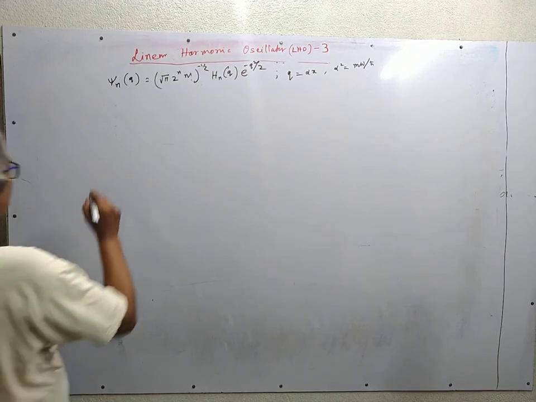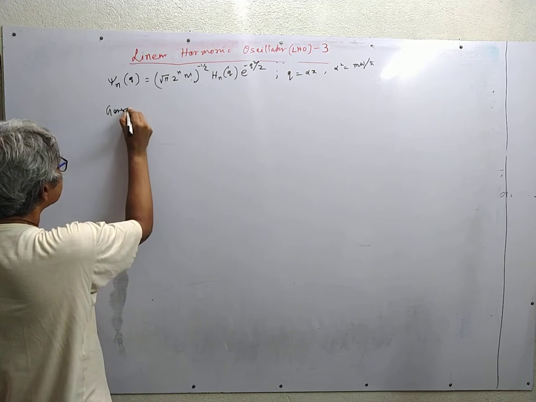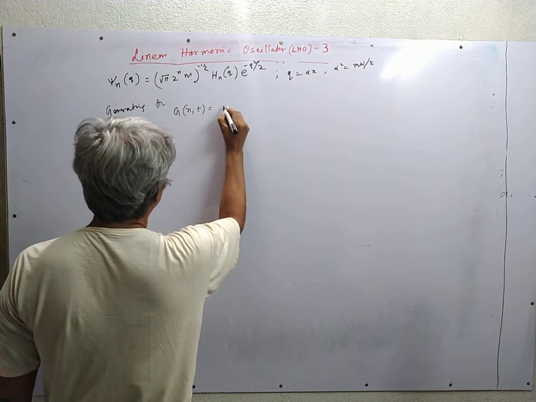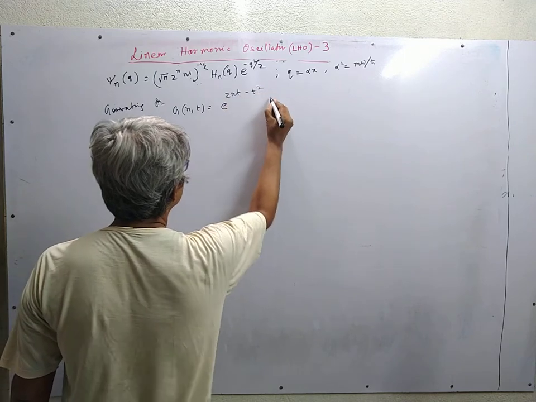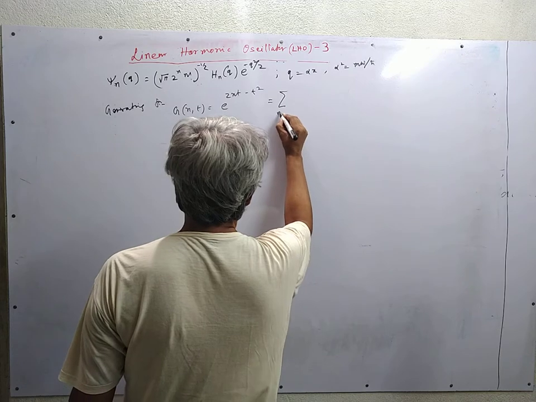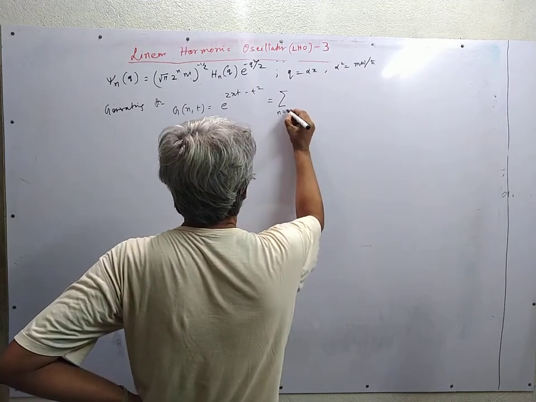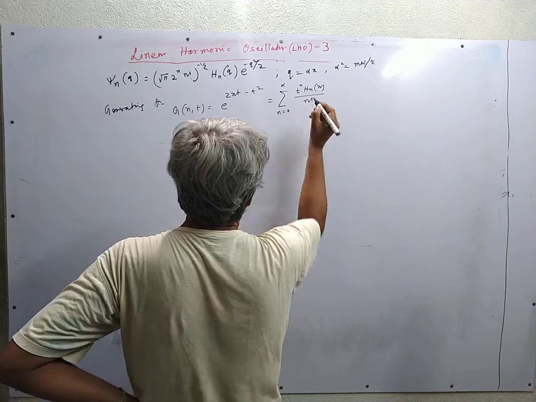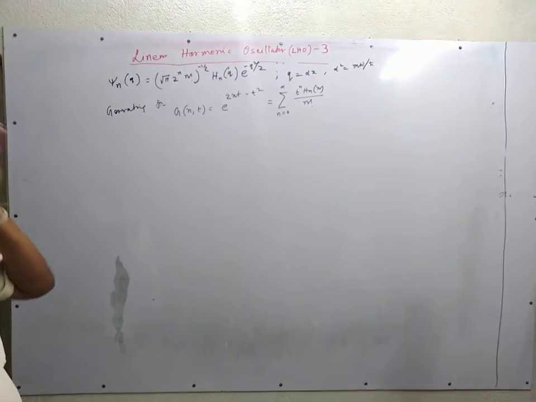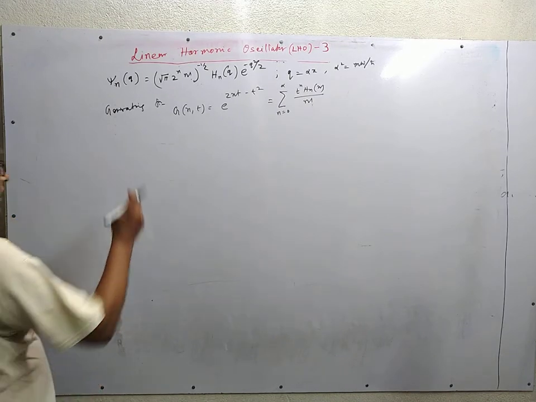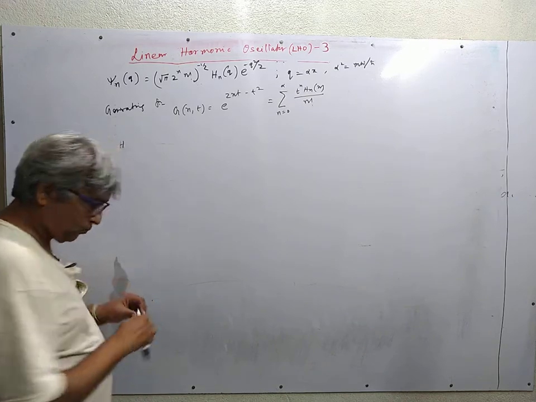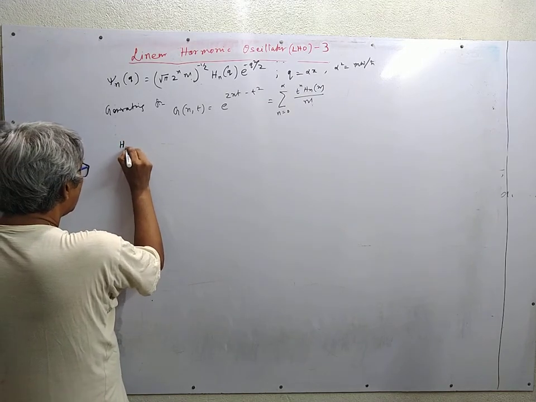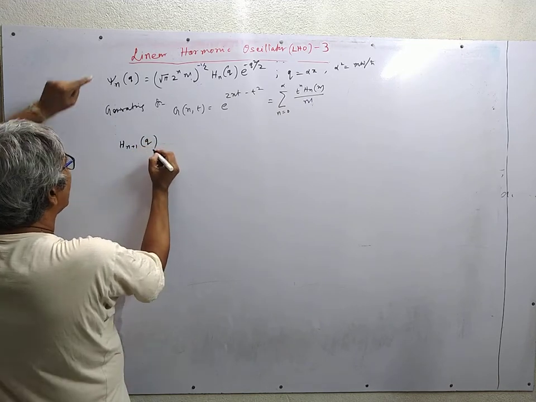If we consider the Hermite polynomial, the generating function for Hermite differential equation is g of x, t is equal to e to the power 2xt minus t square, and this is equal to summation over n is equal to 0 to infinity t to the power n H n of x by factorial n. If we differentiate this expression with respect to t, we get a recurrence relation which gives us H of n plus 1 in terms of q.